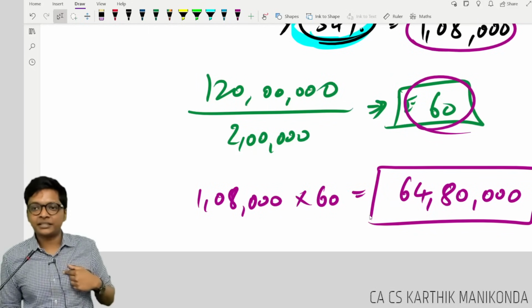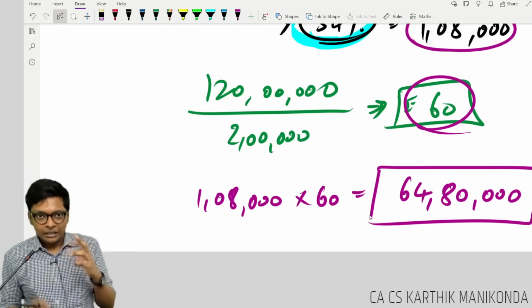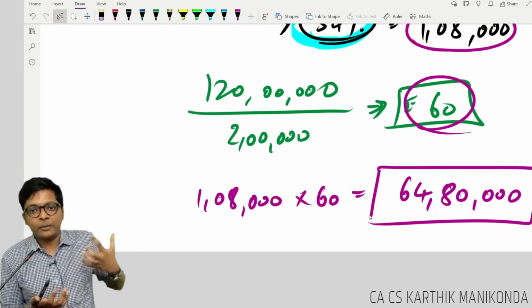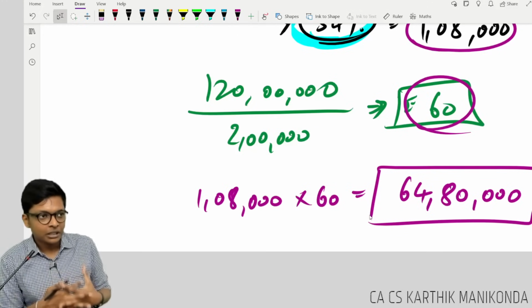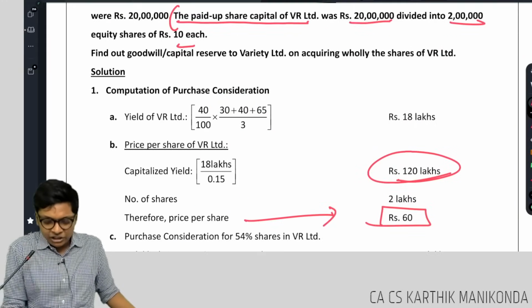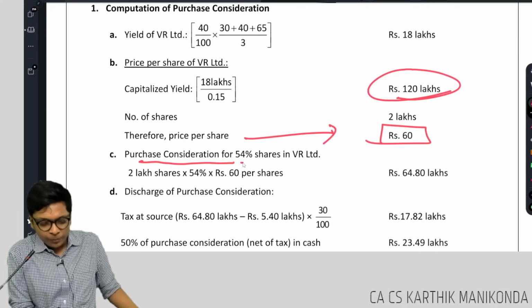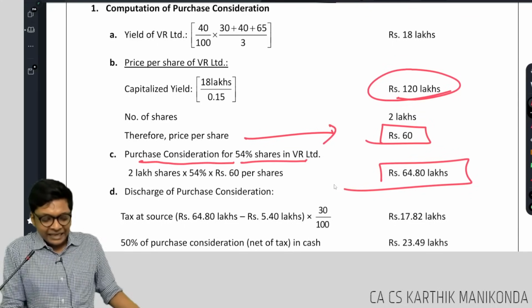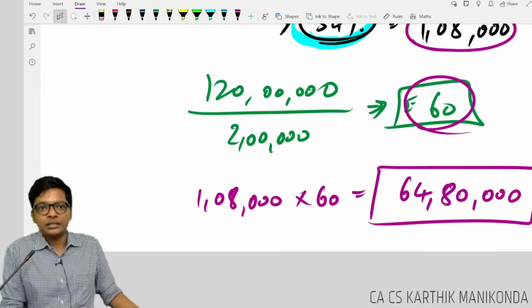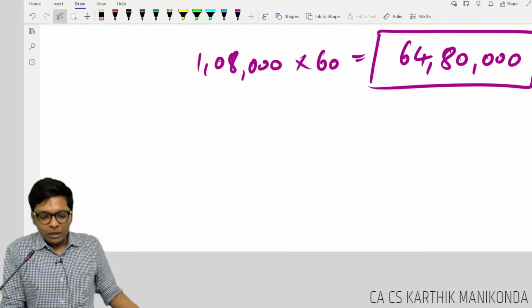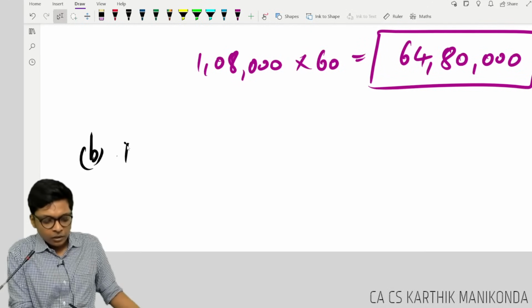Are you following, guys? Vishnu, getting it up? Now this is a sum which is mixing PC from amalgamation and consolidation concepts. Are you getting it? So the consideration I have to pay, purchase consideration, I have to pay for 54% shares is 64 lakh 80,000. Are you following, guys? Clear? So now what is the gain foreign company got? Now I'm going to B.